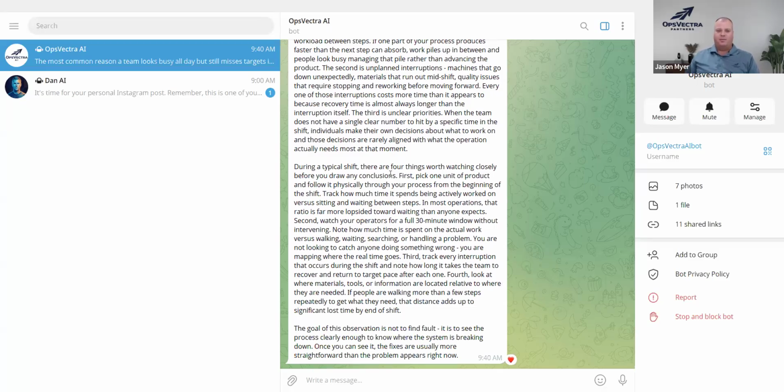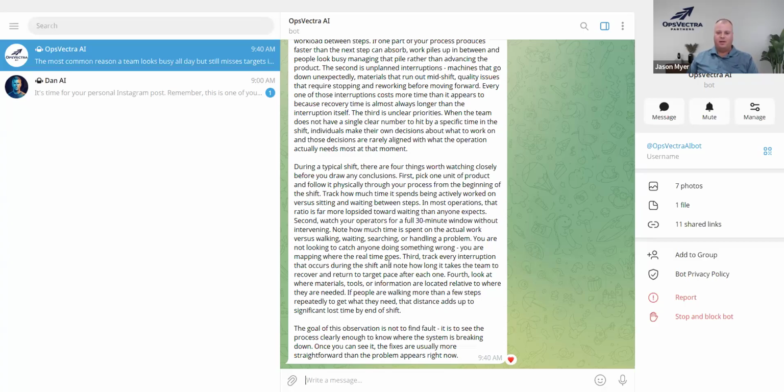During a typical shift, there are four things worth watching closely before you draw a conclusion. First, pick one unit of product and follow it physically through the process from the beginning of the shift. Track how much time it spends being actively worked on versus sitting and waiting between steps. So I was looking at waiting there. Second, watch your operators for a full 30-minute window without intervening. Note how much time is spent on the actual work versus walking, waiting, searching. So kind of more waiting there.